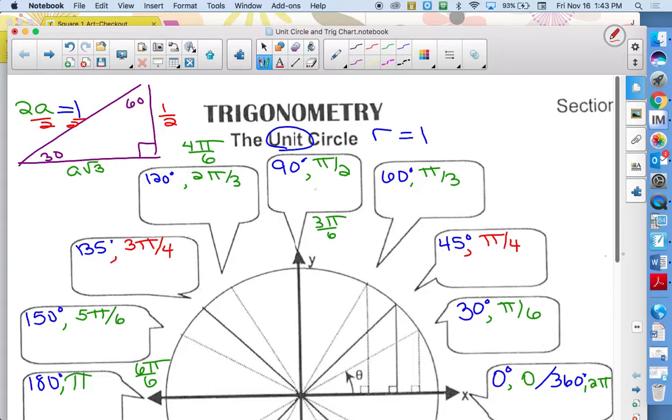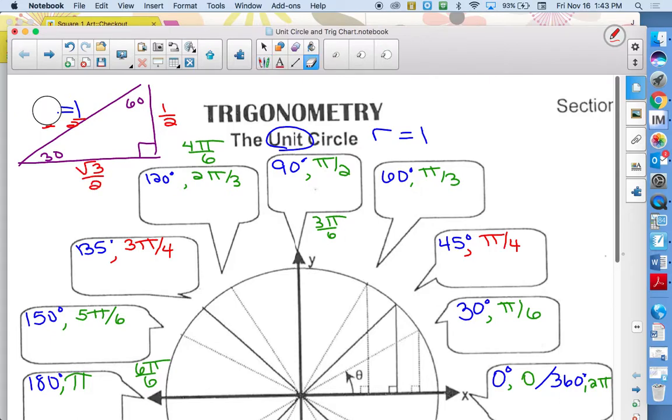So the side across from the 30 is 1/2. What's the side across from the 60 if it's a times the square root of 3? So what would that become if it's a times the square root of 3 and a is a half? Square root of 3 divided by 2.